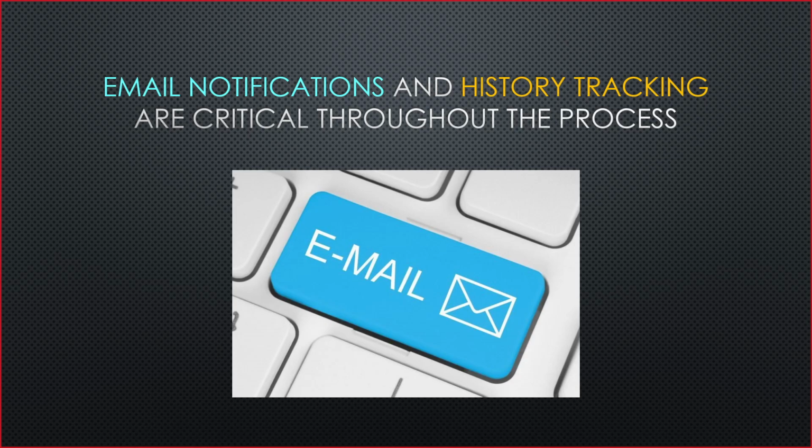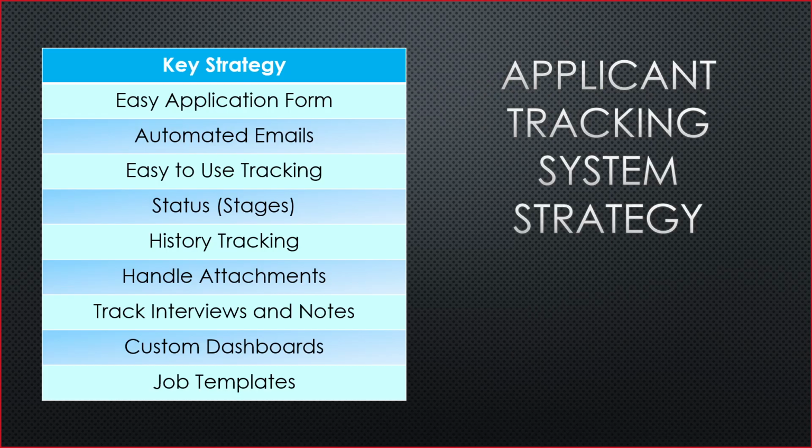So that's an important part that we want to make sure we have. Listed here are things that I see as vital components that you need to have in your applicant tracking system. I'm going to show you how those are incorporated in our tool. So we need to have an easy form for our applicants. We need to have automatic email notifications to notify your staff and applicants when different steps happen along the way.